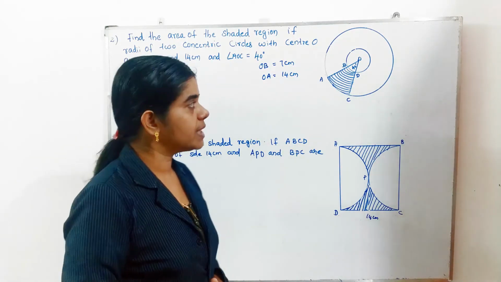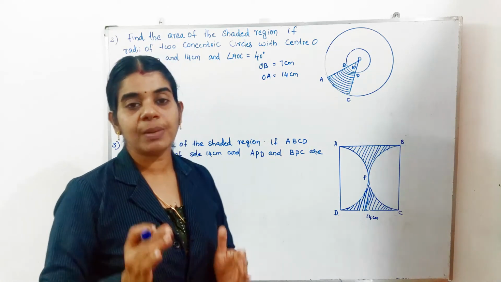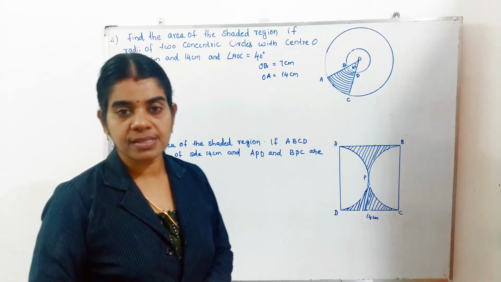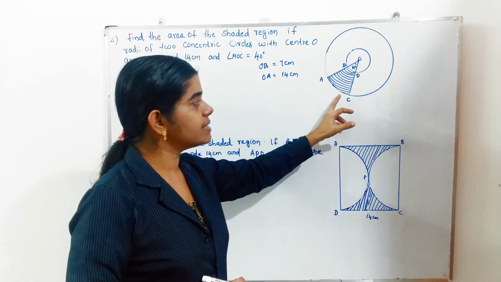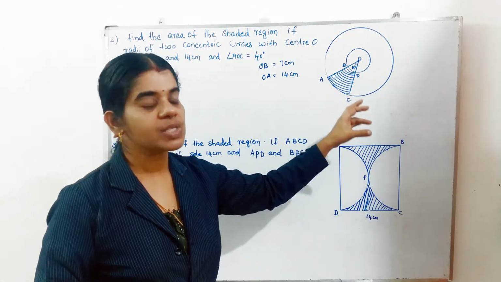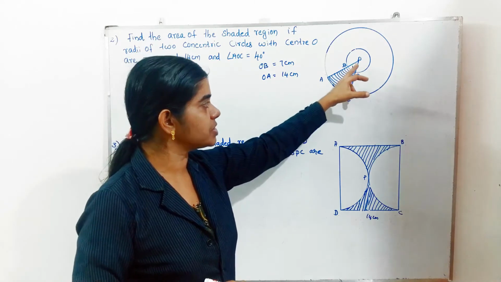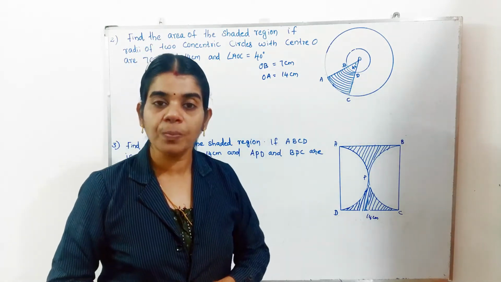How can we find that? What about OBD and OAC? Both will be sectors of a circle. First we can find the area of the sector OAC, having 40 degree: theta by 360 into pi r square, we will get the area of the sector OAC. Then you want to find the area of the sector OBD.